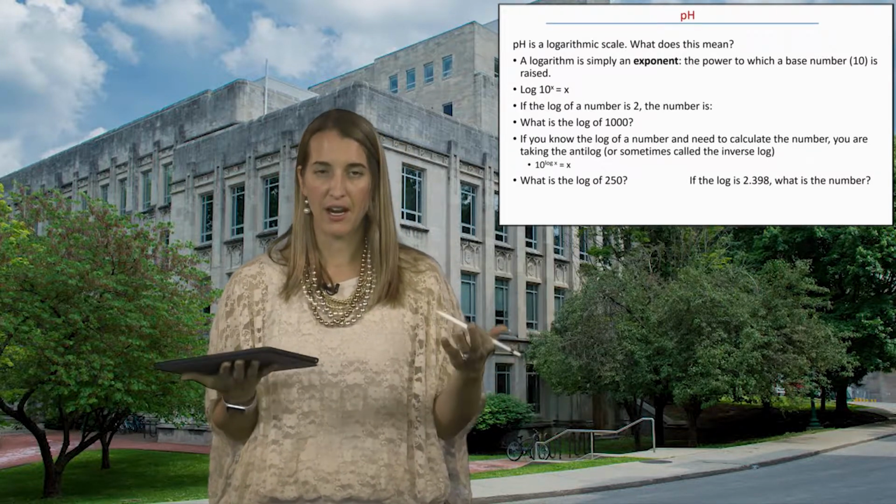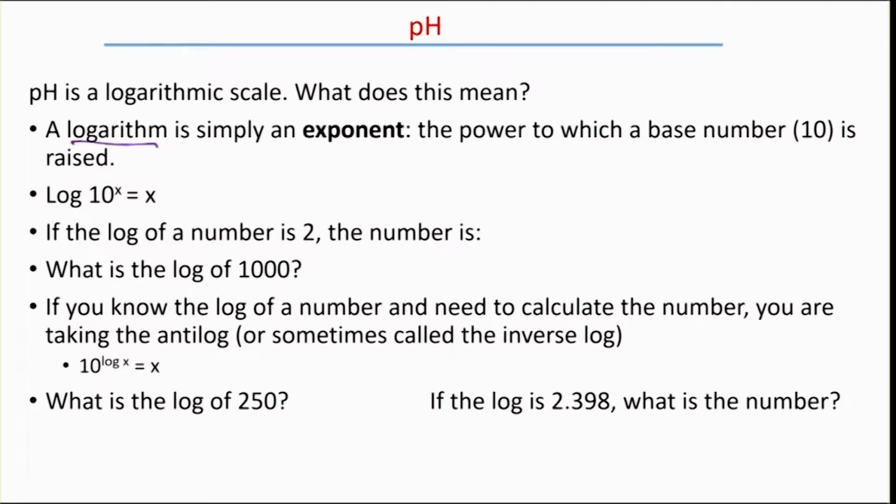Another thing that is on a logarithmic scale is the Richter scale for earthquakes. So if you hear that the earthquake is a 7 versus an 8, what does that mean? Let's look at what that means in a little more detail. A logarithm is an exponent. It's basically the power to which the base number is raised, and since this is log base 10, our base number is 10.